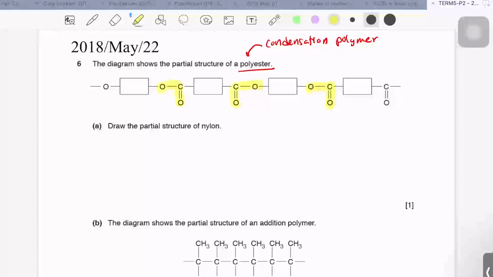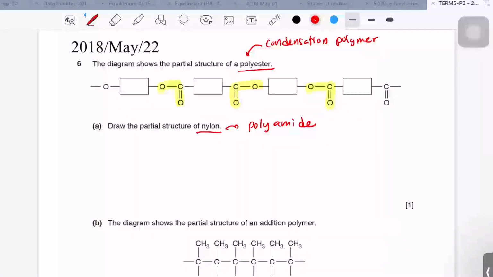Then in part A, they have asked us to draw the partial structure of nylon. Now, nylon is a polyamide. You can write down. It's not a polyester, it's a polyamide.